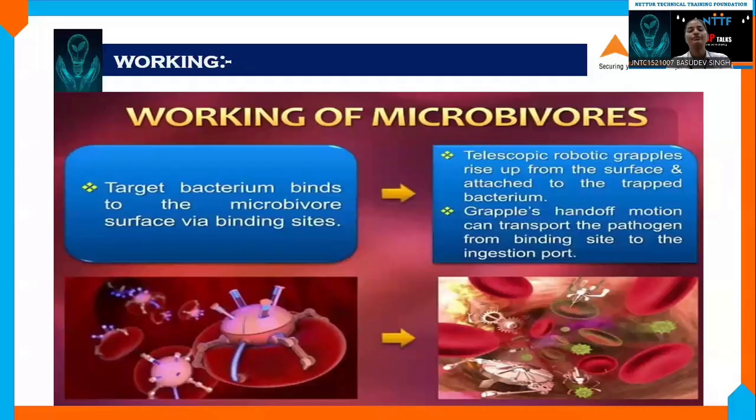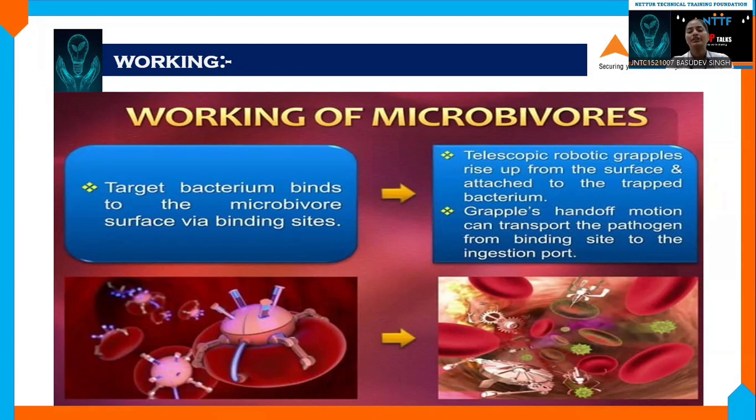Then the working principle of microfiber. The target bacterium binds to the microfiber surface by the binding sites. Through those binding sites only, it will go and bind that particular virus. Then the telescopic robots, the grapples, rise up from the surface and attach to the trapped bacteria. That robot will go and attach to that particular part and trap the bacteria, and it will inject through the injections.